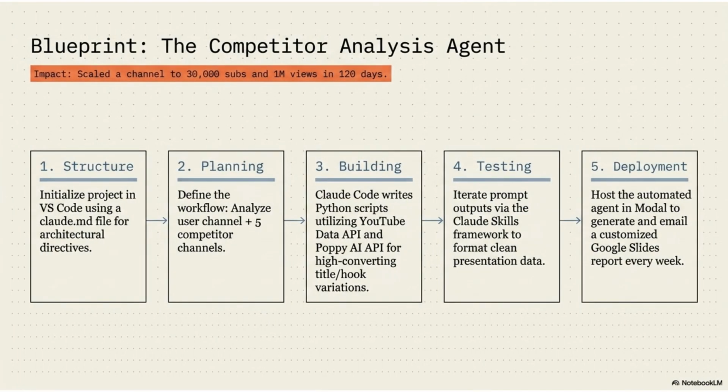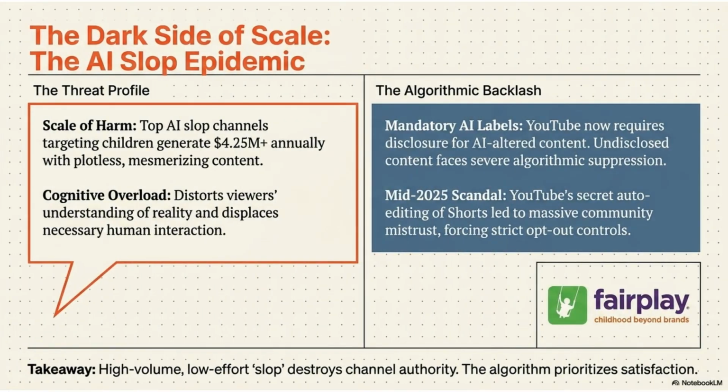The competitor analysis agent blueprint has 5 steps: structure, planning, building, testing, and deployment. This framework helps generate customized reports, as it scaled a channel to 30,000 subscribers and 1 million views in 120 days. Beware of the AI slop epidemic.